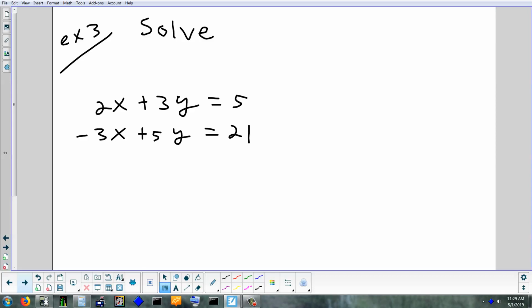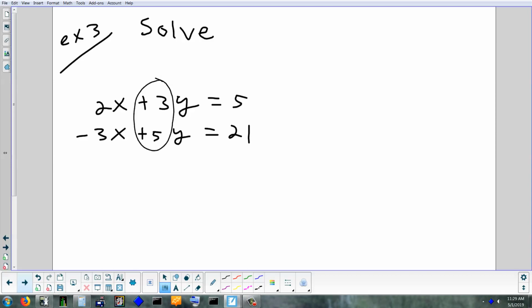The y's, okay? So that means you want those two numbers to be opposites. So the way we figure it out is we've got to figure out what our target number is. Wait, but aren't 2 and negative 3...? I would have done the x's, yeah, but we're going to do the y's.